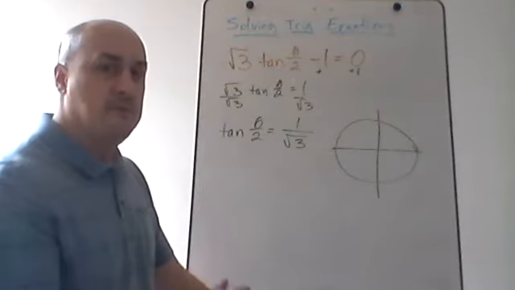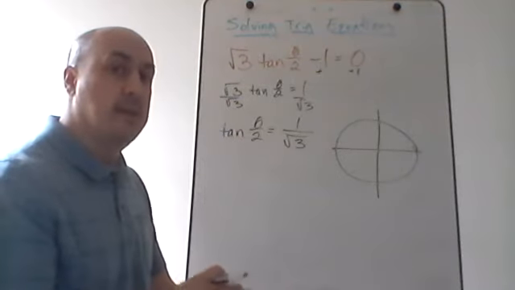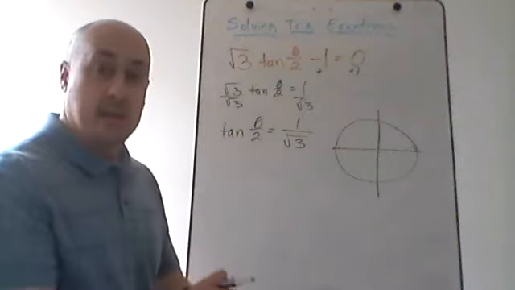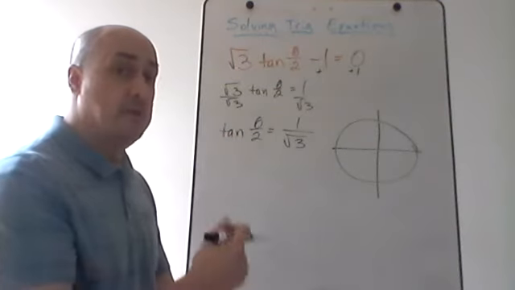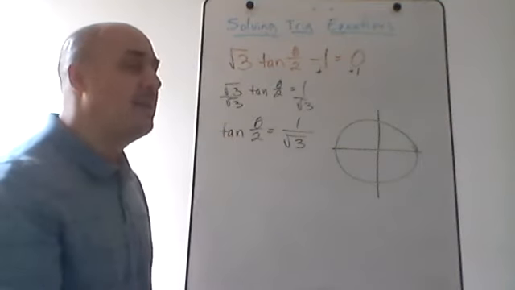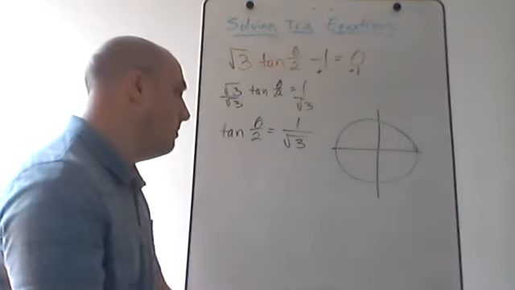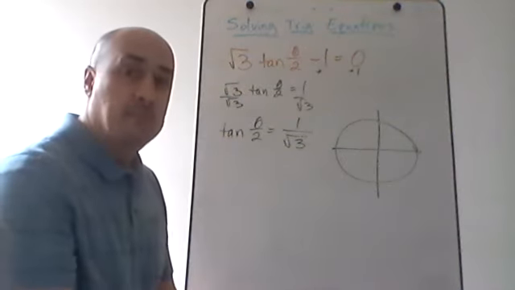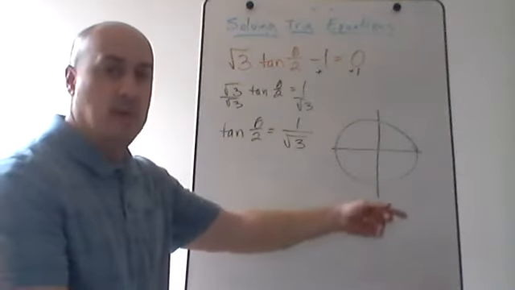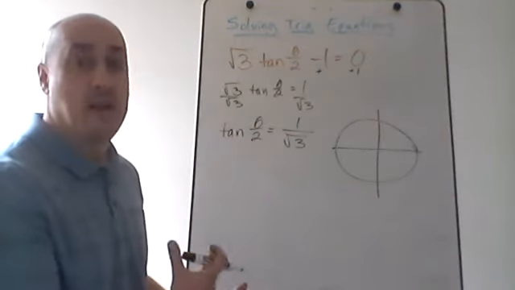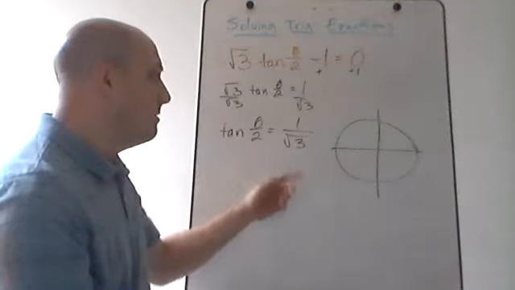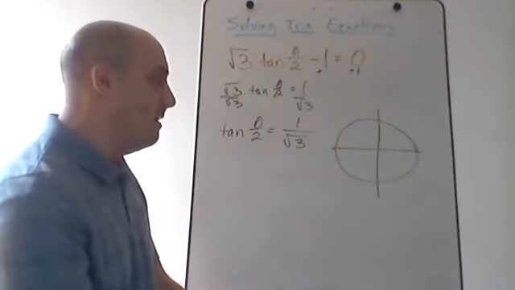Remember, if you can use the unit circle to get exact values, you want to give the exact values. You don't want to just put it into your calculator and give decimal numbers unless you don't have a choice. If this was tangent theta over 2 equals 0.473, well, 0.473 is not one of the numbers I have on the unit circle, so in that case I would have to use my calculator. But 1 over root 3, I'm pretty sure I can find that on the unit circle.